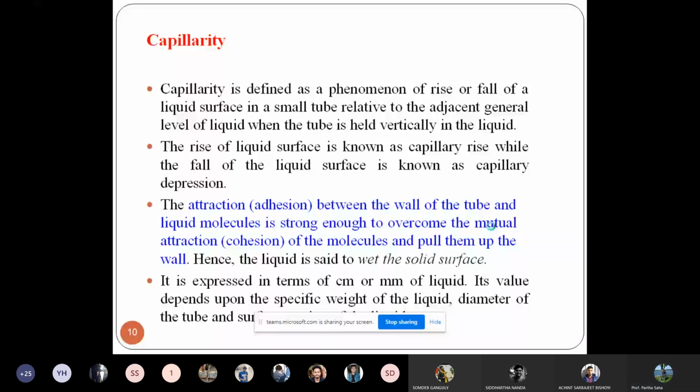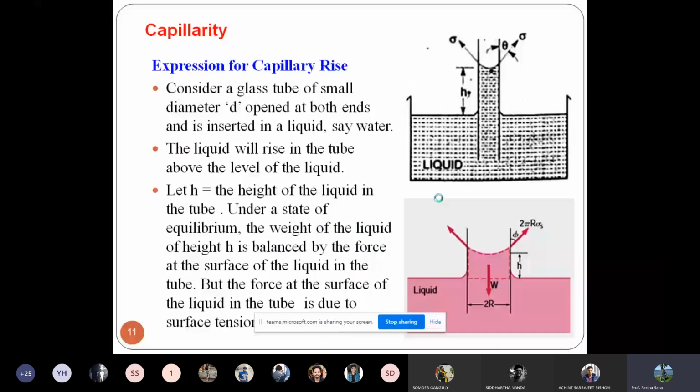You can see here I have a bowl of liquid, and I inserted a vertical tube. The liquid is going to rise some distance h, and a meniscus is going to form. The meniscus forms here, as I'm pointing with the pointer, and the contact angle is given by theta.